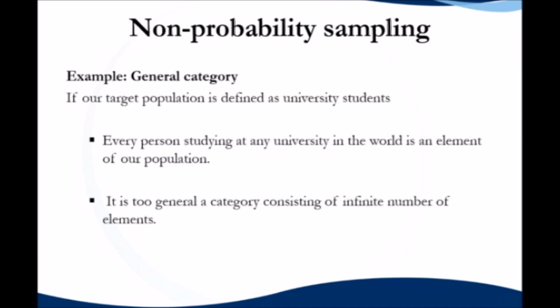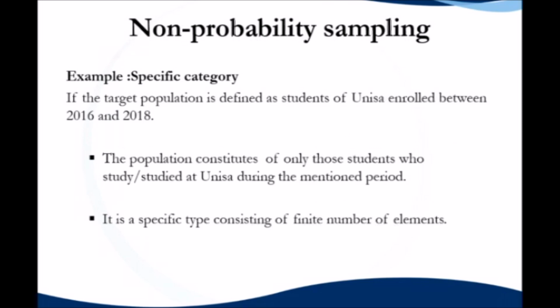On the other hand, for example, as I said, you can just say, I want to study university students. Everyone in the world can be an element of your population. It's general. It's got an infinite number of elements. It's not a problem because with your sampling, you are in control. You can decide. It's a non-probability scheme. So even if the population is big, it's not a problem.